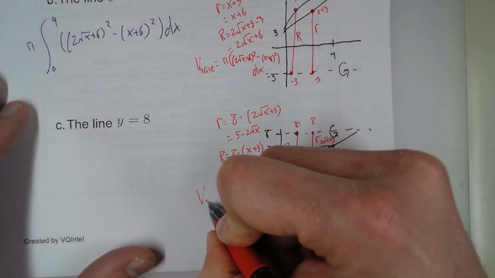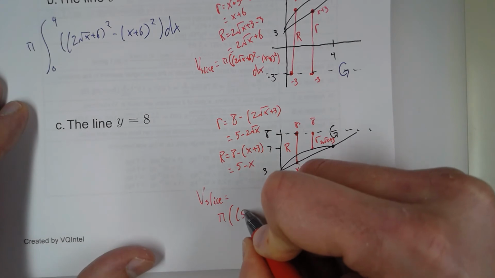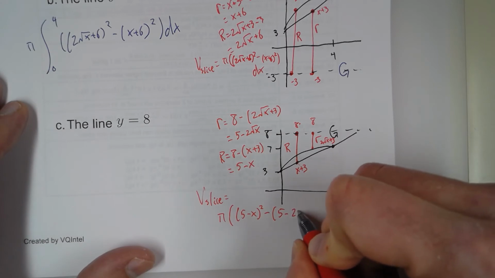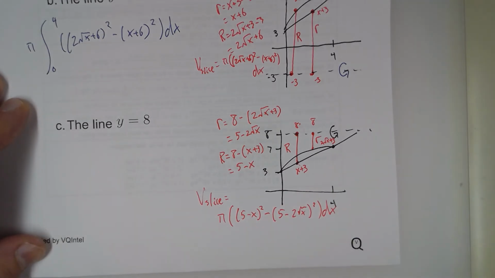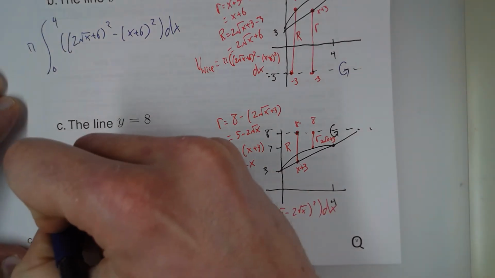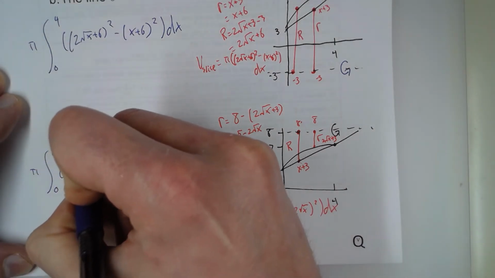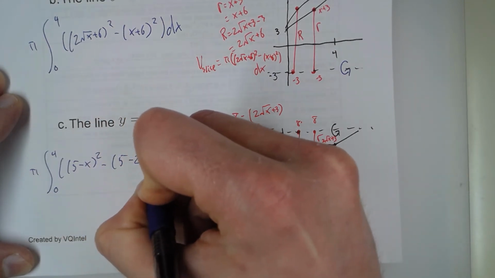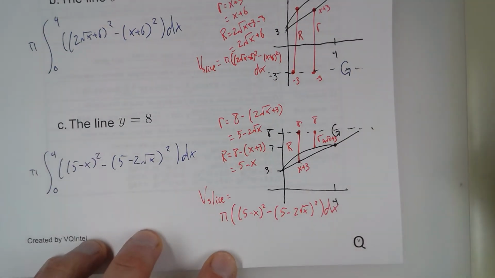So the volume of this slice is going to be pi times big R squared, which is 5 minus x, minus little r squared, 5 minus 2 square root of x squared, dx. And now when we want to add them up, we're going to add up all these slices from 0 to 4. So put the pi out front, and we have 5 minus x, quantity squared, minus 5 minus 2 square root of x, quantity squared, dx. So there is our integral for that.